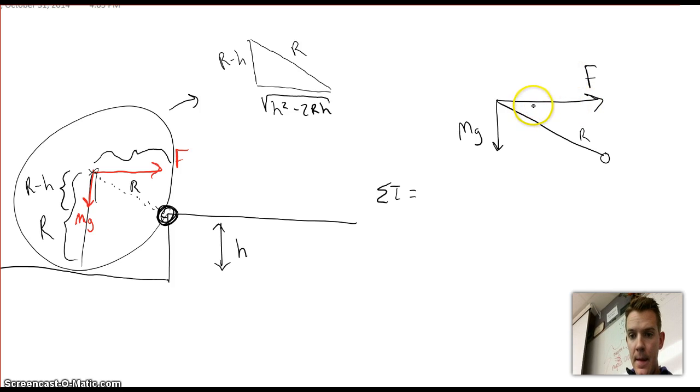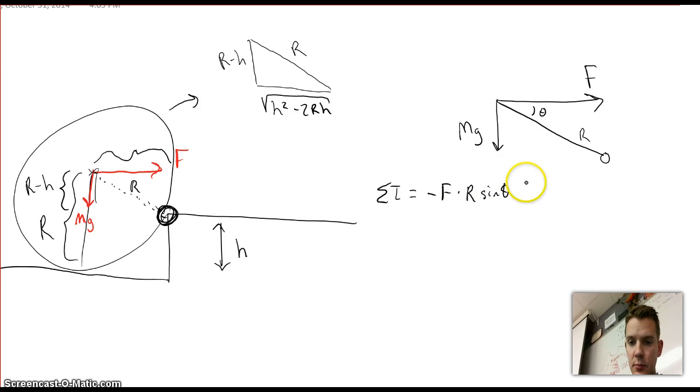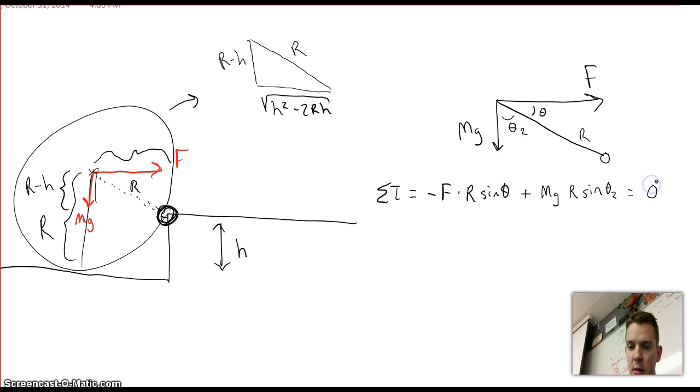I need an angle here. So I have minus f times r times the sine of theta is the torque from the person, and then plus mg times r, and the smallest angle right here, I'll call it theta 2, is the smallest angle between mg and r, is theta 2. That's got to be equal to 0.